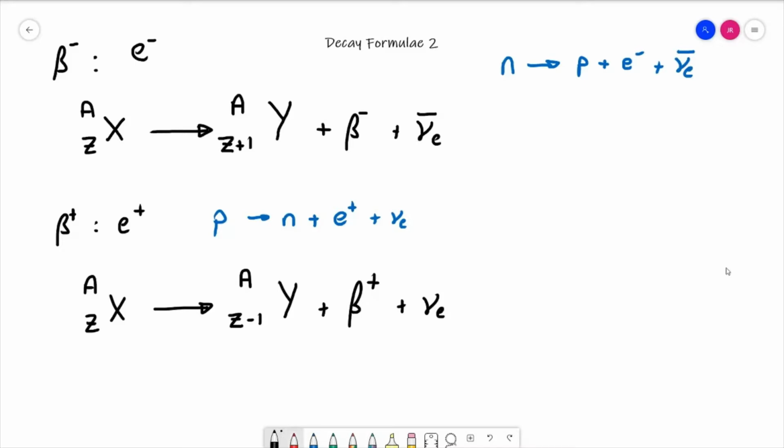I'll just give you one example for beta plus decay. Let's take oxygen 18. And when that decays, well, the proton number will drop to 7, but the nucleon number we know will remain as 18. With 7 protons, it's obviously not oxygen anymore, it will now be nitrogen, and we know that we also have a positron and an electron neutrino emitted.